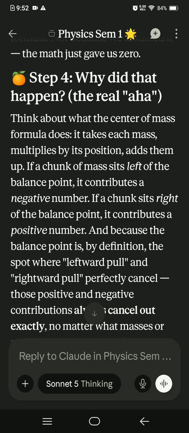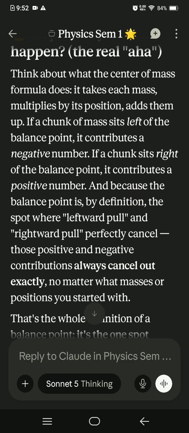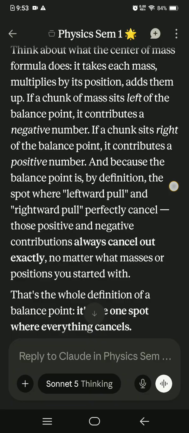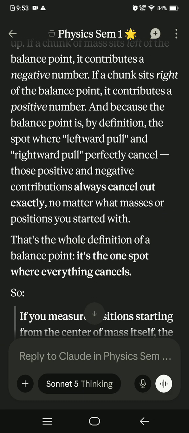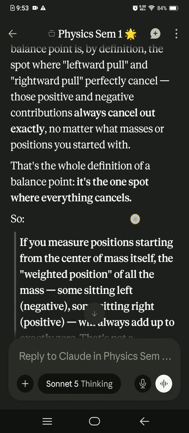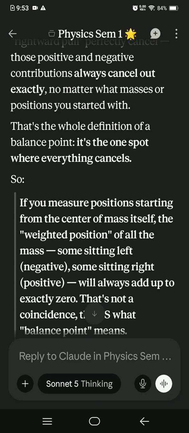If a chunk of mass sits left of the balance point, it contributes a negative number, and if a chunk of mass sits right of the balance point, it contributes a positive number. And because the balance point is by definition the spot where leftward pull and rightward pull perfectly cancel, those positive and negative contributions always cancel out exactly, no matter what masses or positions you start with. That's the whole definition of the balance point. It's the one spot where everything cancels.